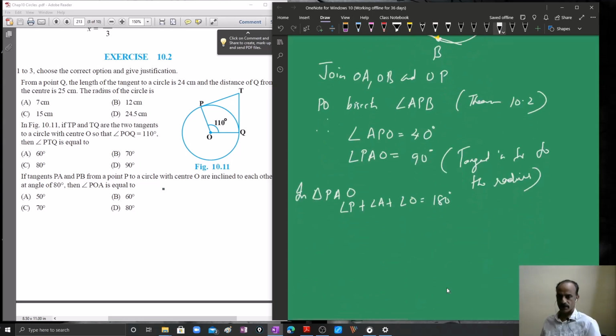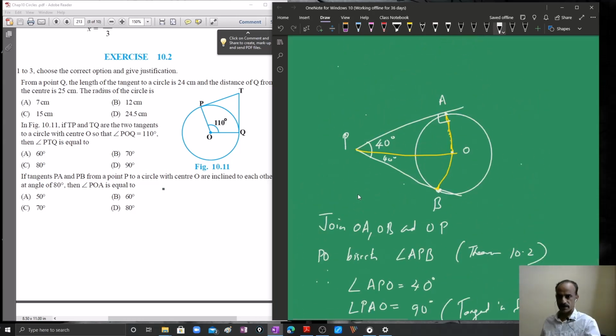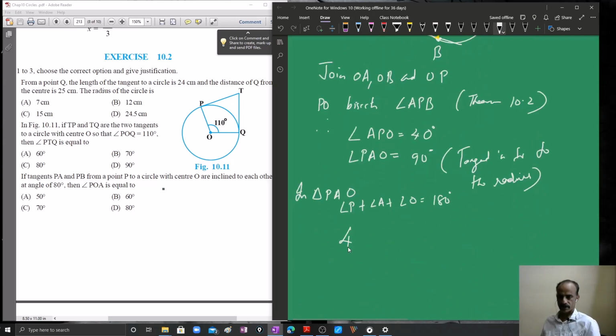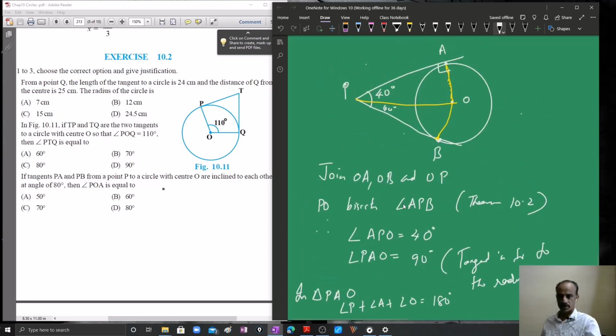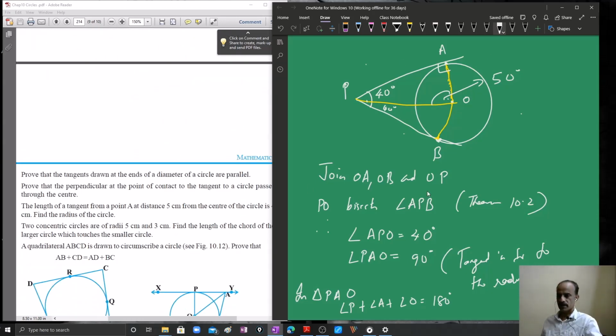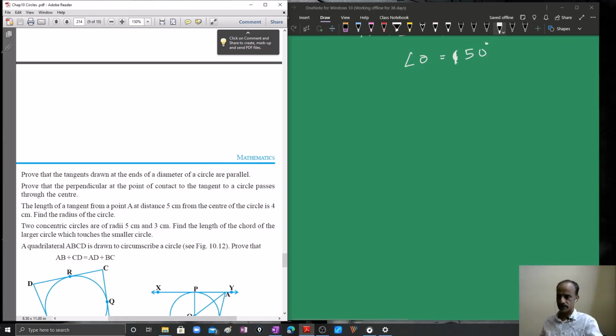Out of that we have angle P. Angle P means this smaller angle, that is 40 degrees, plus angle A, that is 90 degrees, plus angle O is equal to 180 degrees. So this is 130 plus angle O is equal to 180 degrees. Angle O is equal to 180 minus 130, that is equal to 50 degrees. So angle POA is equal to 50 degrees. So let us come to the next question.